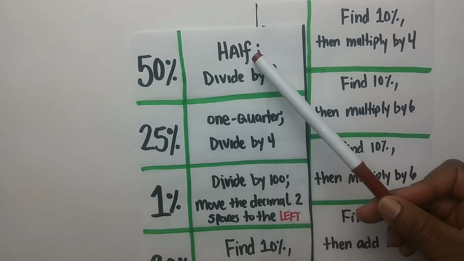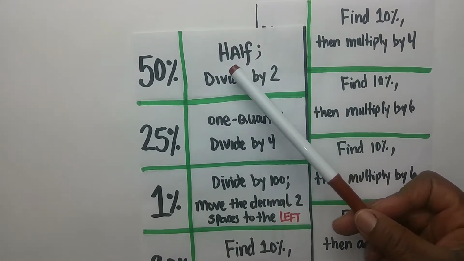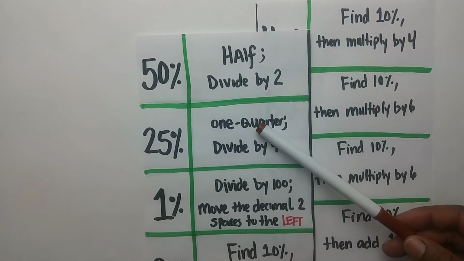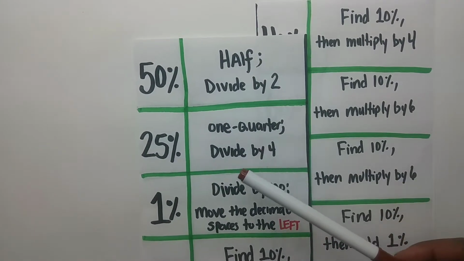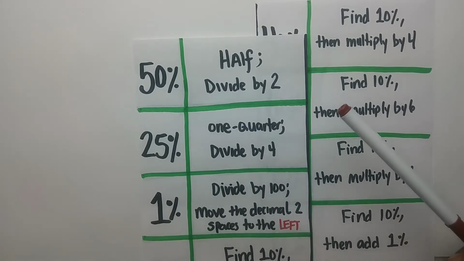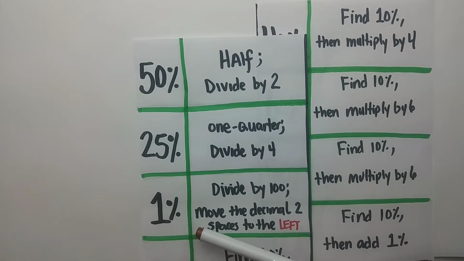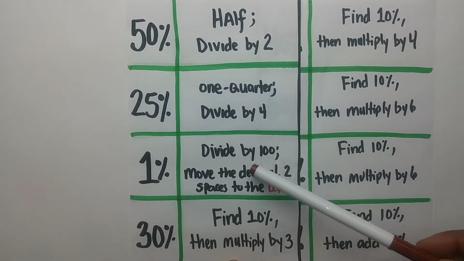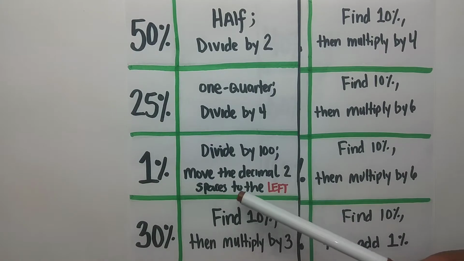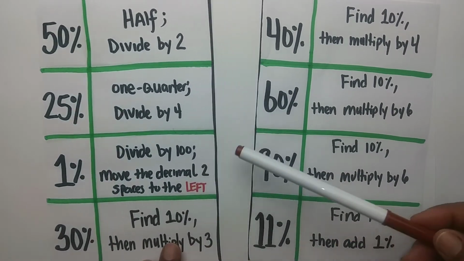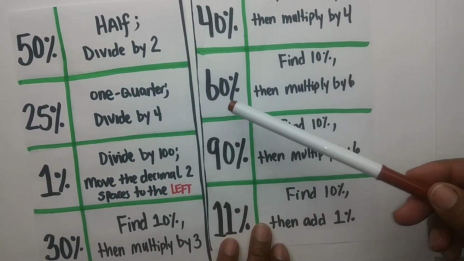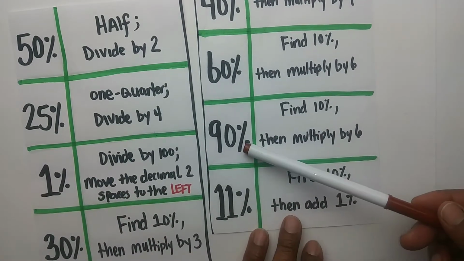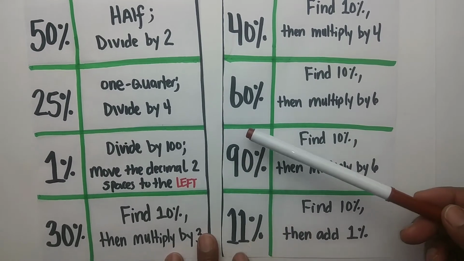So if it's 50%, you always want to know that that's half. You want to divide by 2. If it's 25%, which is 1/4, you want to divide by 4, because a quarter, fourths, is equivalent to 1/4. If it's 1% that you're trying to find, you're going to divide by 100 or move the decimal 2 spaces to the left. Now, when it comes to 30%, 40%, 50%, you can use it with 60, 70, 80, 90%, any of those percentages in between.